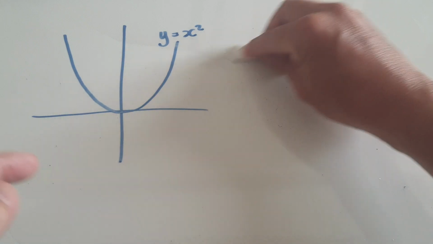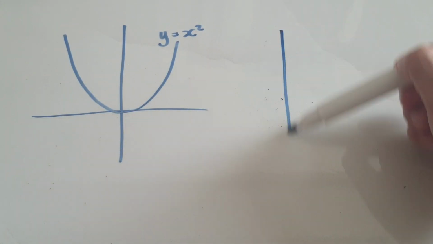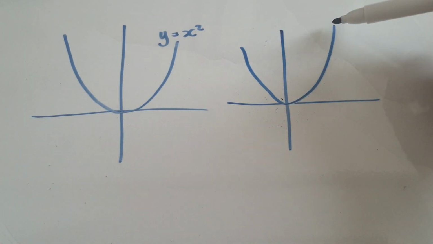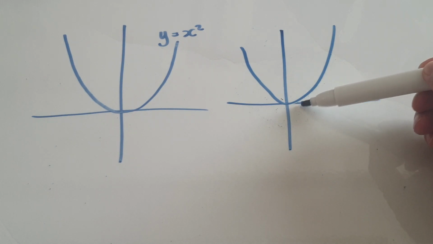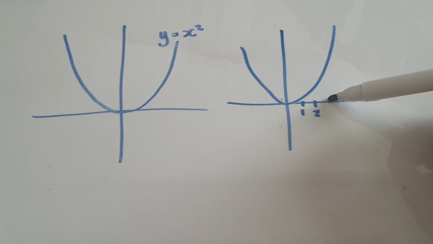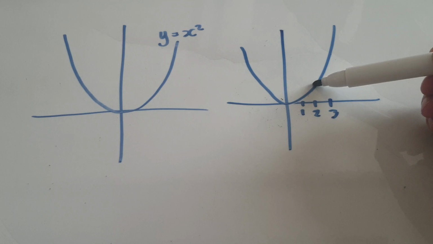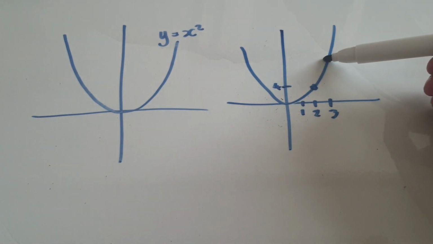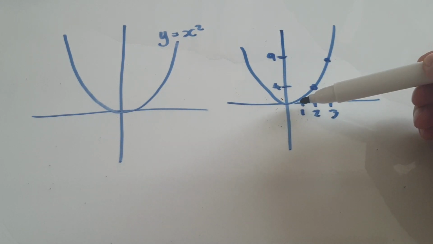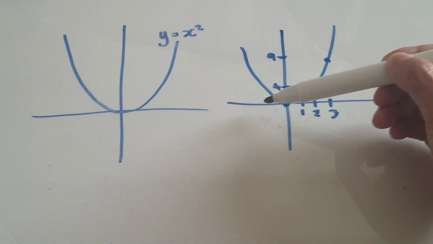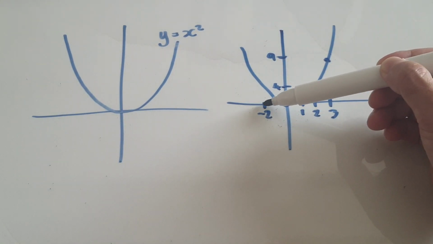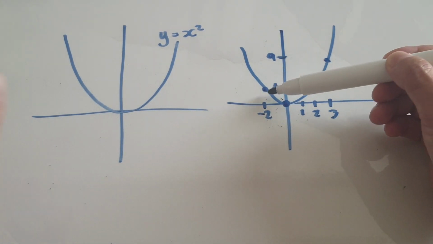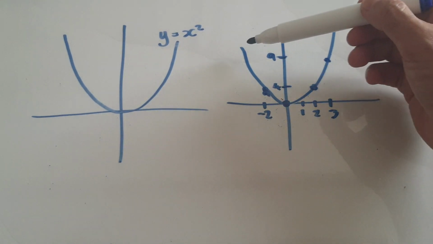So the normal y equals x squared looks like this. Because when it's, let's say 1, 2, 3, 2 squared would be 4, so this would be 4. 3 squared would be 9, not to scale. 0 squared would be 0. Let's look at negative 2. Negative 2 squared would be positive 4, not to scale. So it looks like this.